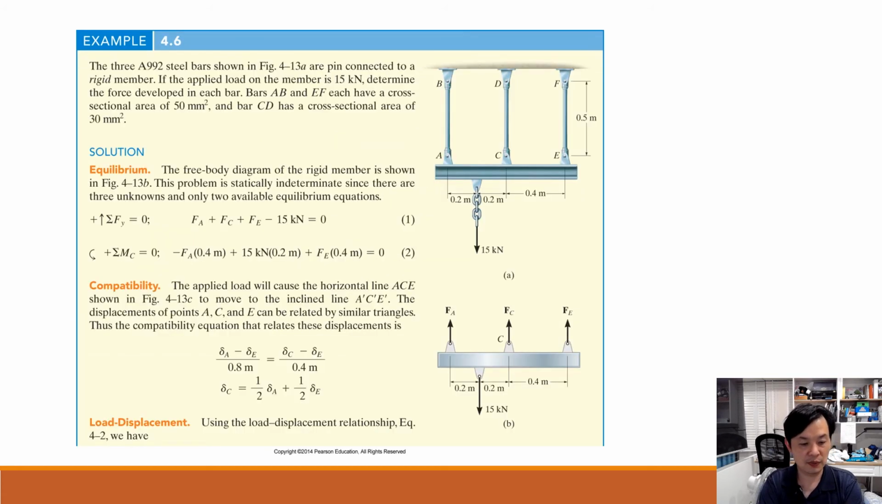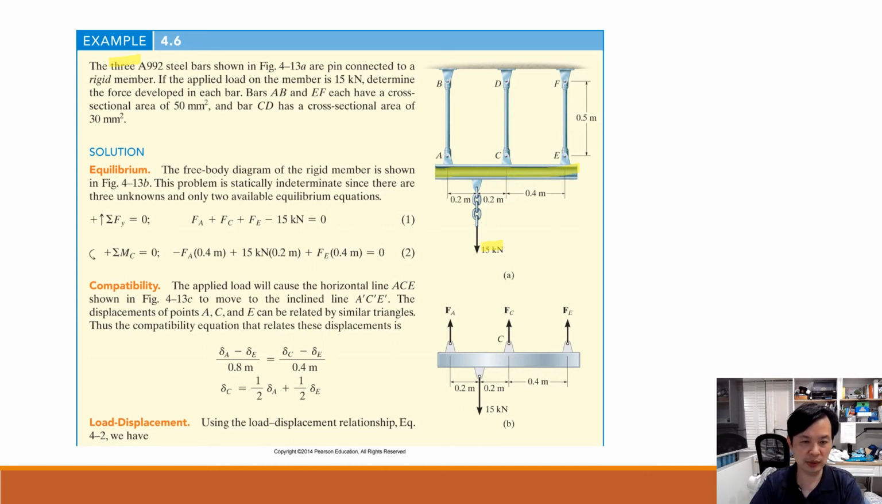Here's another example, 4.6. In this figure, you have three steel bars, okay, AB, CD, and EF. And these pins A, C, E link to this rigid member. Okay, so this part, the horizontal beam, is rigid, no deformation on that part. And we apply a loading or downward force at the middle of A and C.